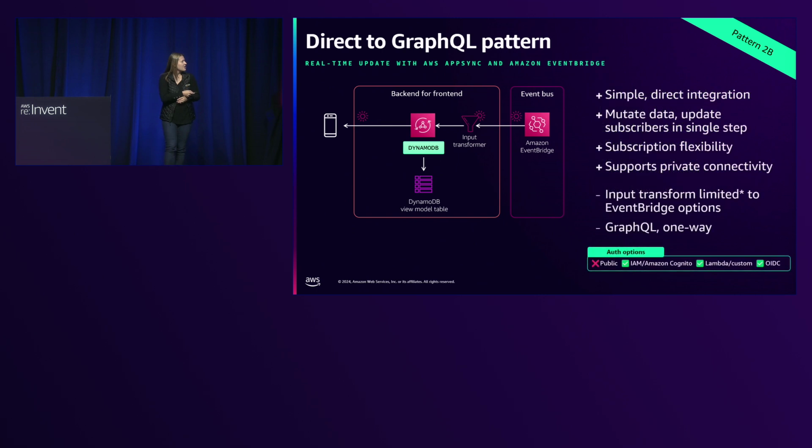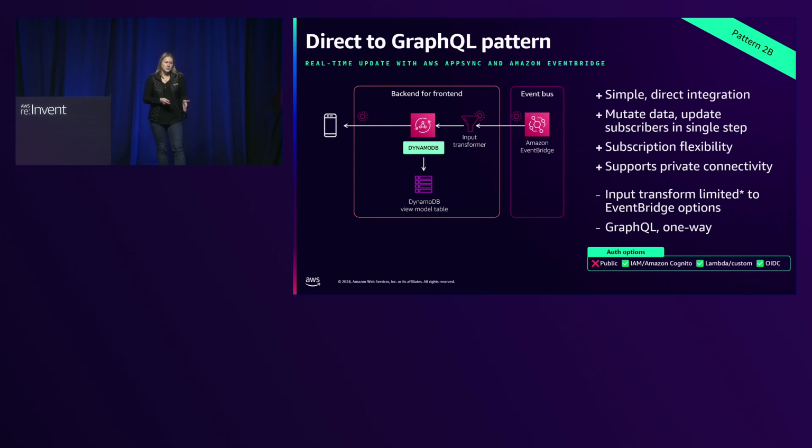There's a couple things to call out here in terms of trade-offs. Because we're using a direct integration, this is pretty simple to implement, right? It's a direct integration between the two. We have a lot less moving parts, right? We don't have a bunch of Lambda functions that are doing the filtering for us. We don't have to use DynamoDB streams to get those updates.